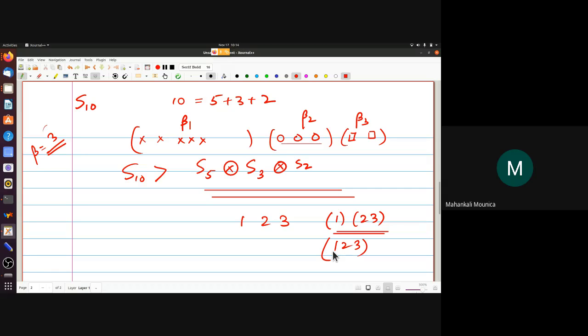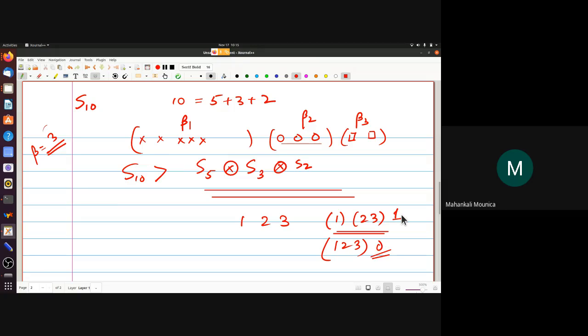2 cycles don't mean transposition. 2 cycles mean 2 elements being cycled among each other. This has no 2 cycles, so the number of 2 cycles here is 0. The number of 2 cycles here is 1. But you cannot have more than one 2 cycle here simply because you don't have enough elements, right? Got it, sir. Sorry.